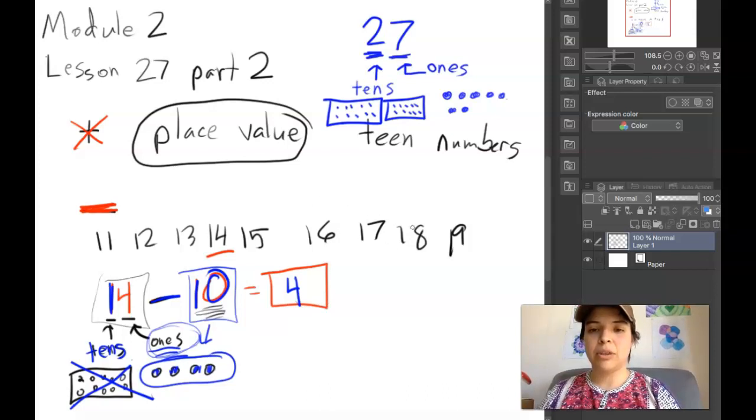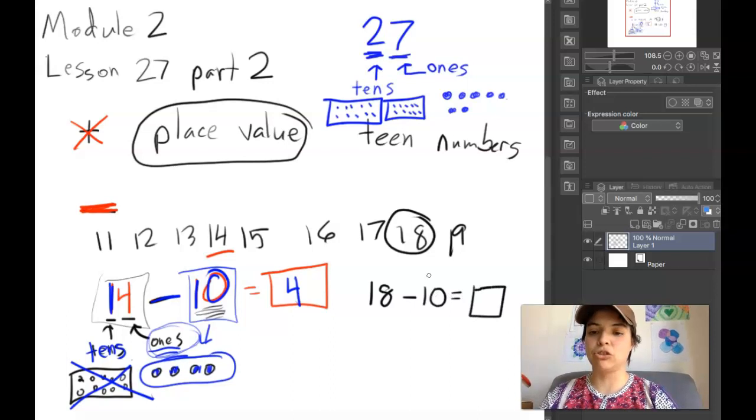This time, let's go with the number 18. We'll go right here, 18. So let's say I have 18, and I'm taking away 10. And then there's our box for our mystery number. Right, of course. So, 18, let's start there. I'm going to draw it.